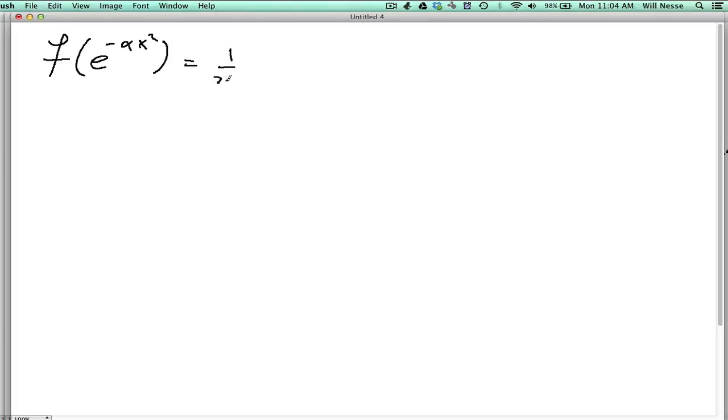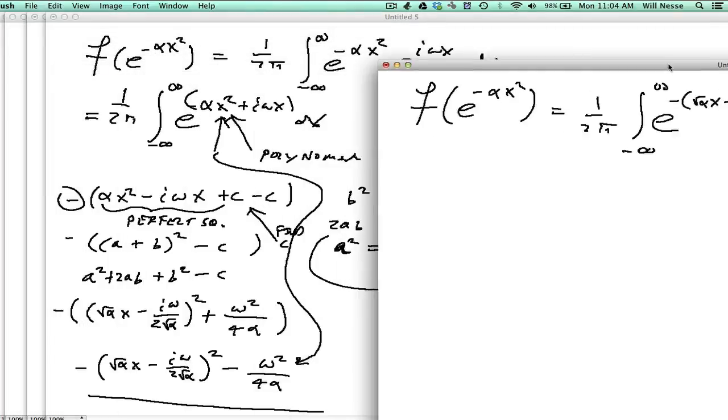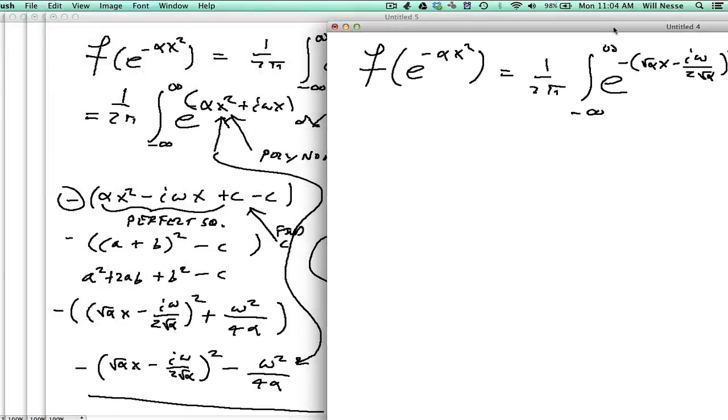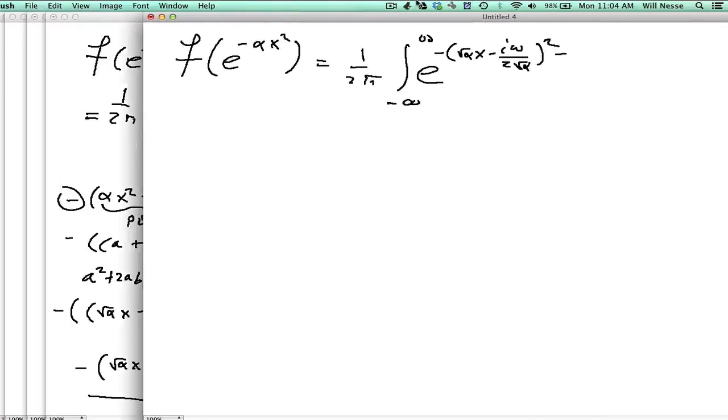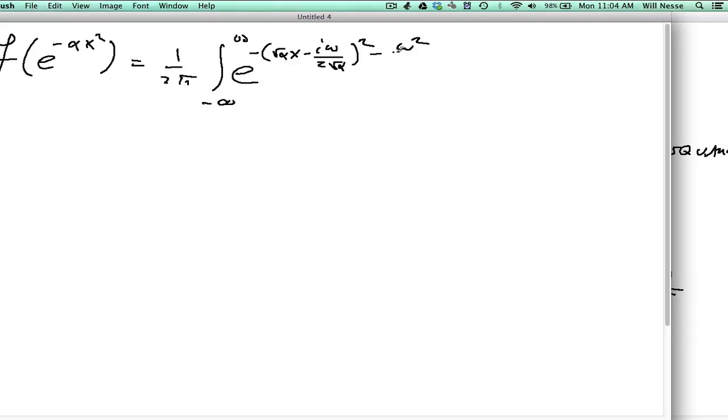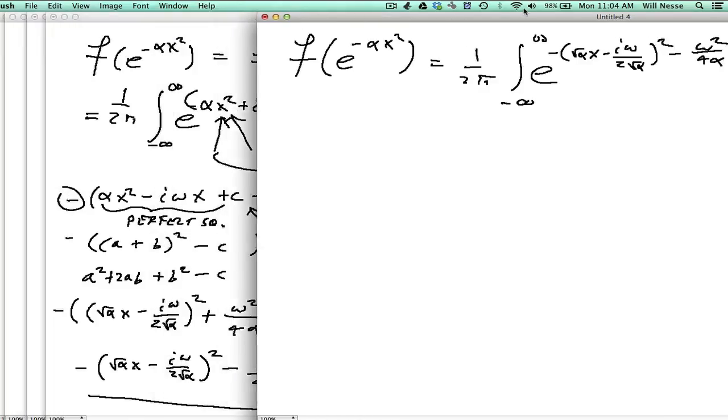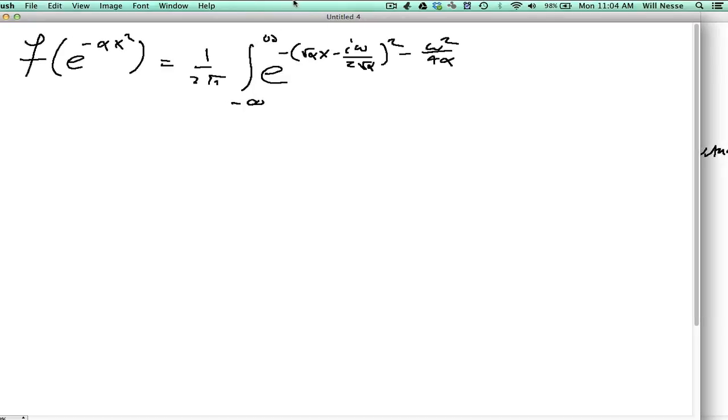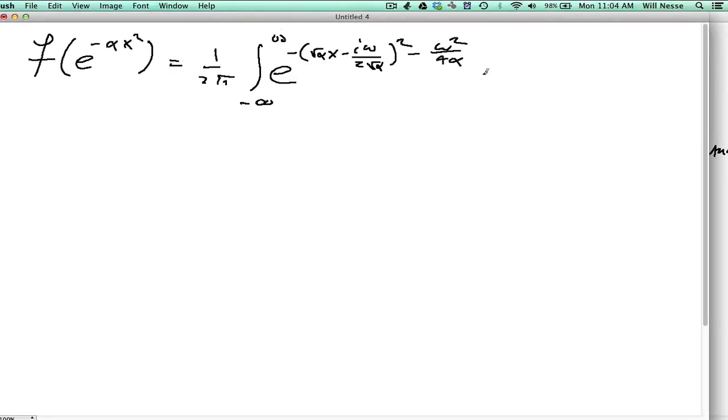is going to be equal to 1 over 2 pi, integral from negative infinity to infinity, and then we're going to write down e to the negative, and then we're going to put that root alpha x minus i omega over 2 root alpha, quantity squared, and then put a minus omega squared over 4 alpha. I think I got that there. Looks good. Okay, good. All right, so there's my result, dx.